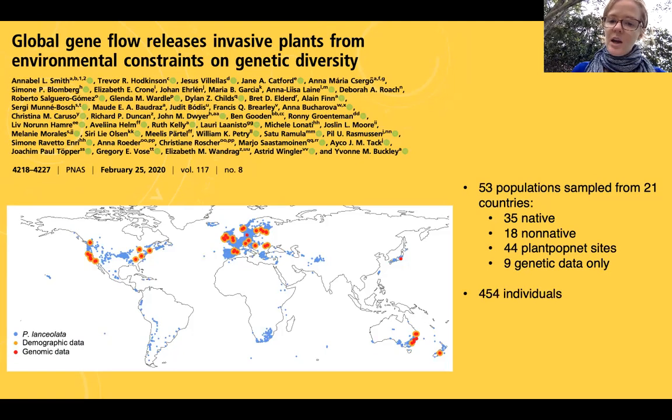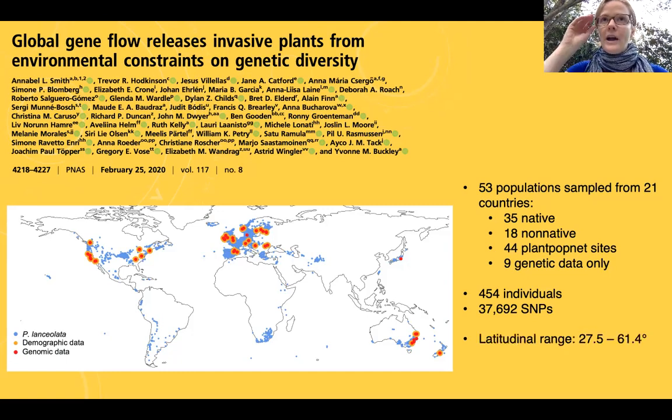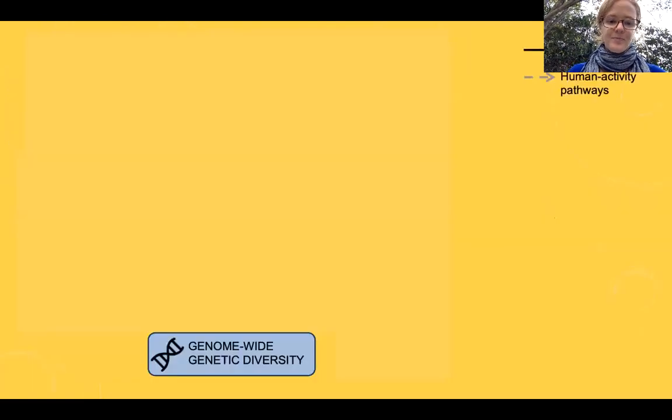There were a total of 554 individuals in this part of the study, and we used a total of 37,000 SNPs, so quite a big genome-wide genetic data set. The latitudinal range in absolute terms, so not thinking about north or south, was 27.5 to 61.4. So quite a wide latitudinal range across the global range of the Plantago distribution. And the paper had 48 contributing authors from the PlantPopNet network.